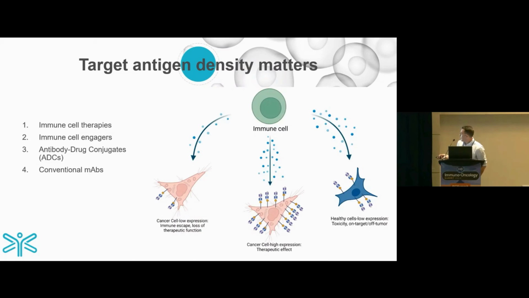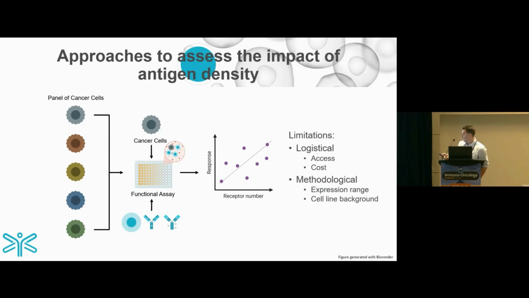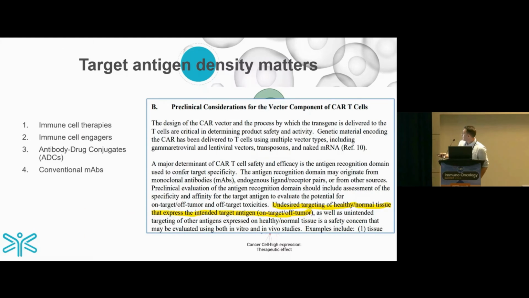in an ideal situation, you'll have a high level of tumour antigen expression and you get good therapeutic effect. But we all know that the target antigen expression is very heterogeneous, and you have situations where you have low expression, and then you also have low antigen expression on healthy tissues as well. And this makes it really difficult in terms of targeting how effective your therapy should be. So this has become a real clear preclinical and clinical consideration. And this is just to put up an example here from the FDA, where they are highlighting these undesired targeting of healthy and normal tissues that also express the intended target antigen and a non-target of tumour consequence.